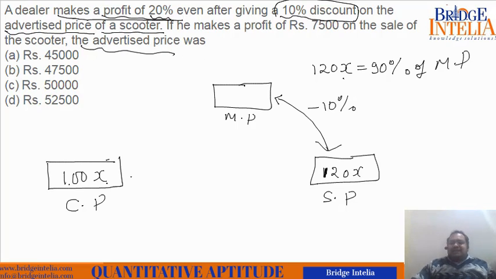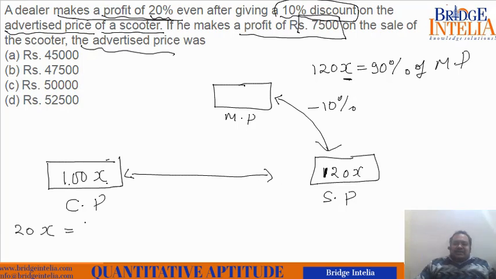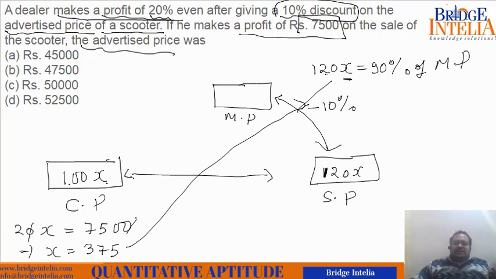So before that, let's calculate the value of x. It is known that he made a profit of rupees 7500. It means what is the profit in terms of x? 20x. So 20x is equal to 7500. From here x comes out to be equal to 750 by 2, so 375. So substituting this value of x here, 120 into 375 is equal to 90% of marked price. So 90 by 100 into marked price.